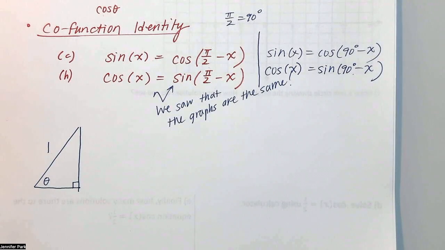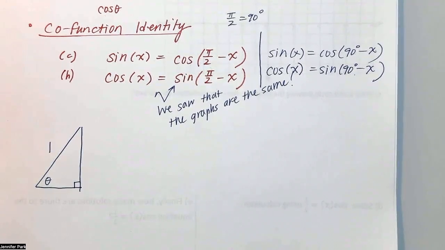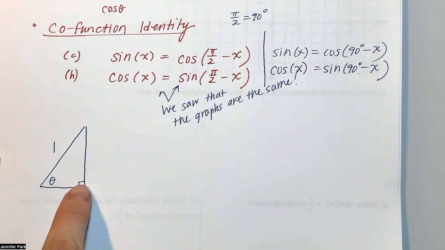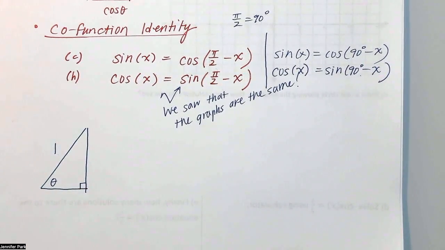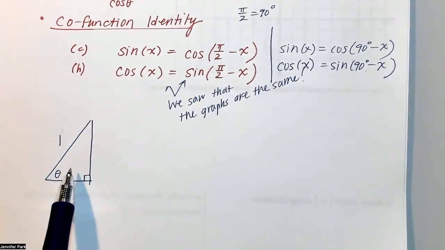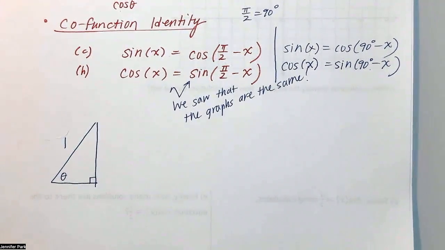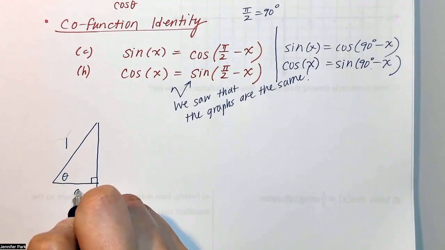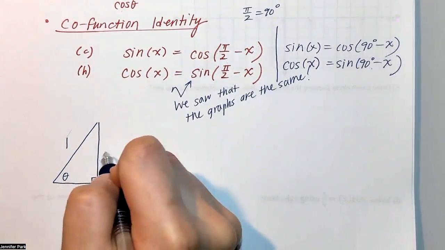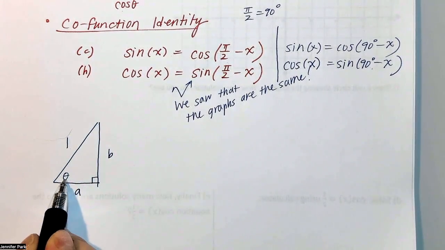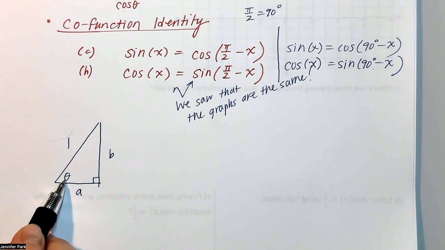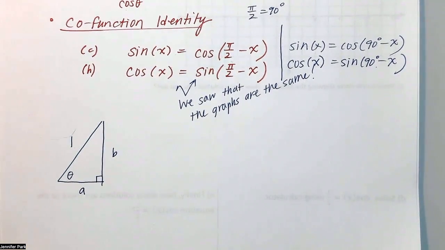Now I want to take a moment to briefly explain this identity to you using the right triangle inside the unit circle. So take a moment to just watch it and try to understand it. It actually just has to do with the sine and cosine ratios. So if you have a right triangle with hypotenuse of 1 from the unit circle, let's say that I call this side A and this side B, and here is my angle. I don't know the value of the angle, so I'm just going to call it theta.